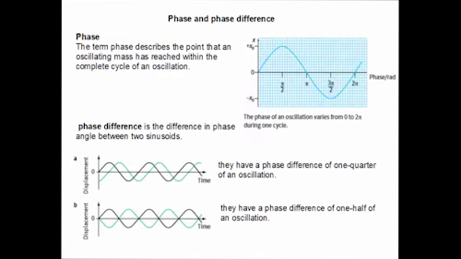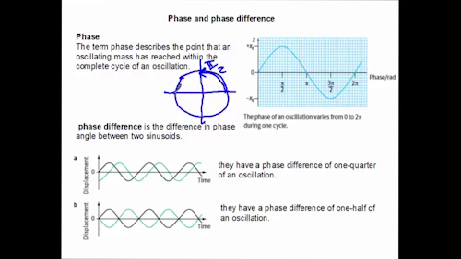Now, phase and phase difference. The term phase describes the point that any oscillating mass has reached within the complete cycle or oscillation. So from here to here, it completes a quarter of the oscillation, so it is pi over 2 if we compare it with circular motion. From here to here, it is a quarter of a cycle with an angle of pi over 2.